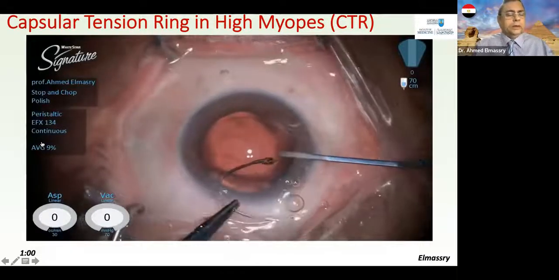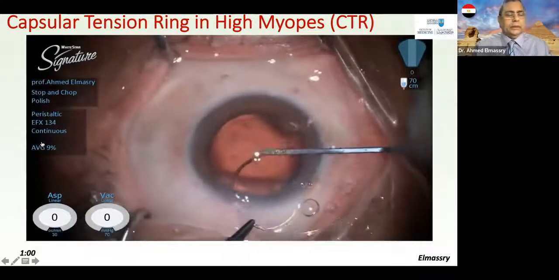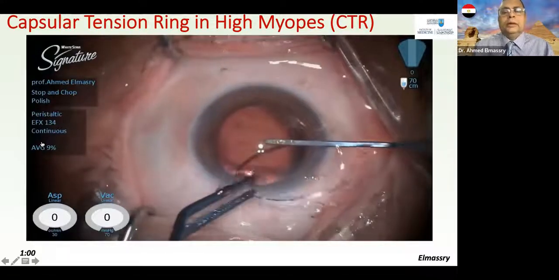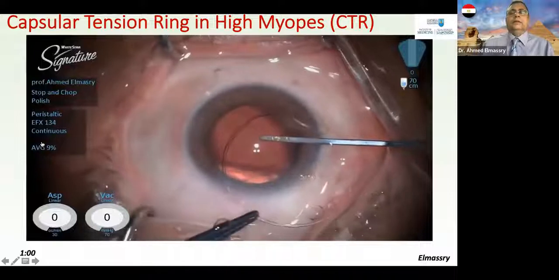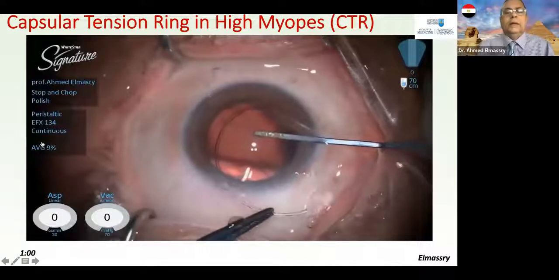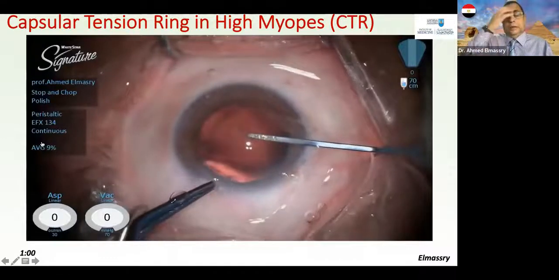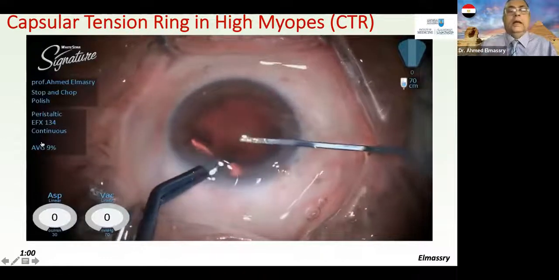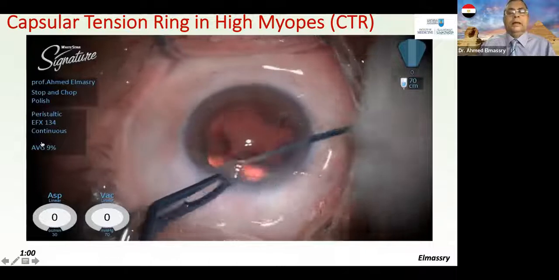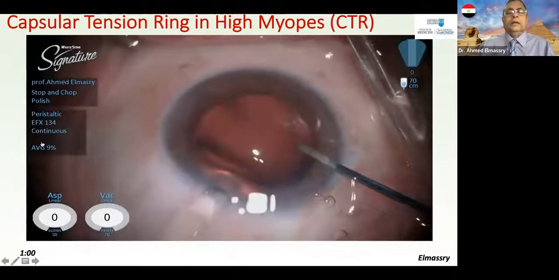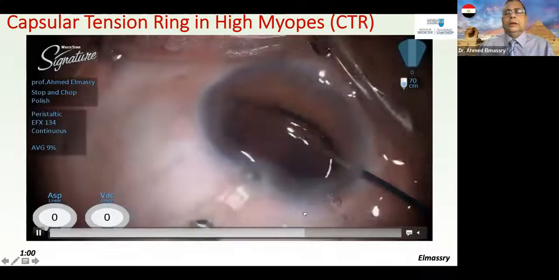Implantation of the capsular tension ring is very simple. You can insert the ring through the main wound, guided by the spatula in the other hand, guiding the ring to be inside the bag and rotating it in the bag until it is completely inside the bag. Then, under enough viscoelastic, insert your intraocular lens simply.